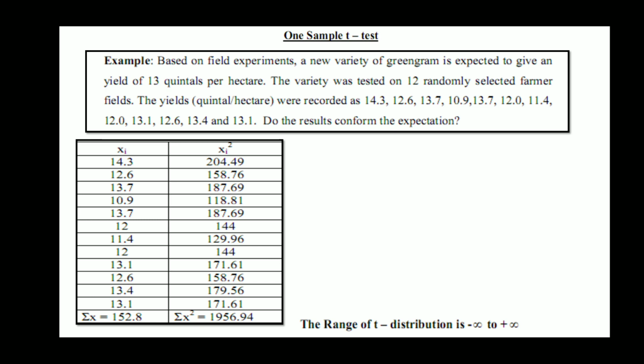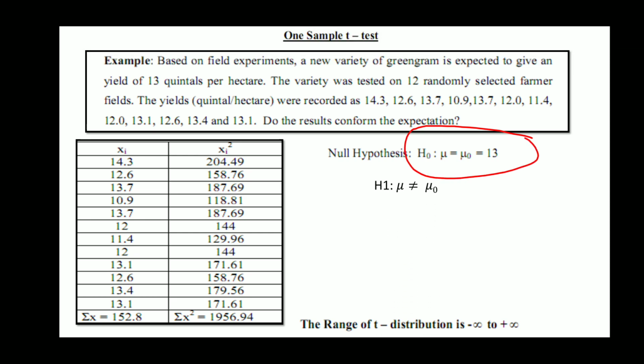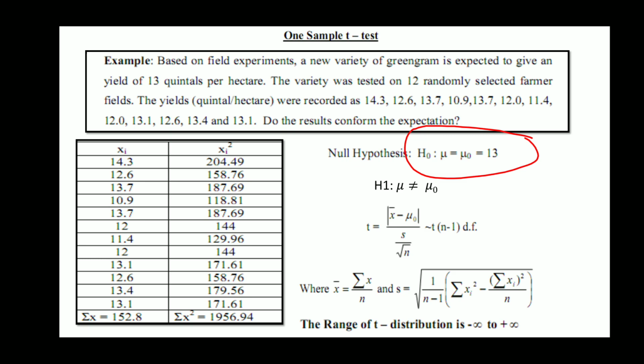First step, what was our first step? Our first step is to draw the null and alternative hypothesis. So what is our null hypothesis here? Whether the yield of the new variety of green gram is 13 quintals or not. This is our null hypothesis. Okay, next is alternative hypothesis. Alternative hypothesis is what we are trying to test. We are thinking that the yield of the new variety of green gram is not equal to 13. Okay, this is what we want to test.